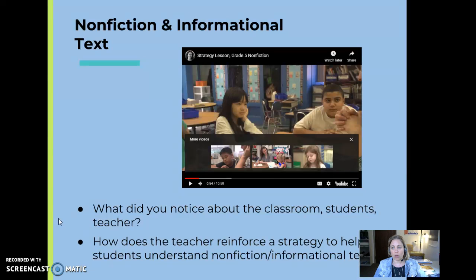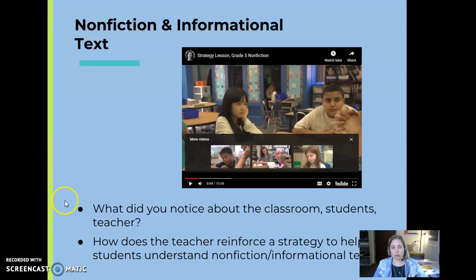If you notice there's a small group of students who need the same support in understanding nonfiction text, that is also fine. If you are not in a classroom right now and you're writing kind of a hypothetical lesson plan, it's fine to choose either.